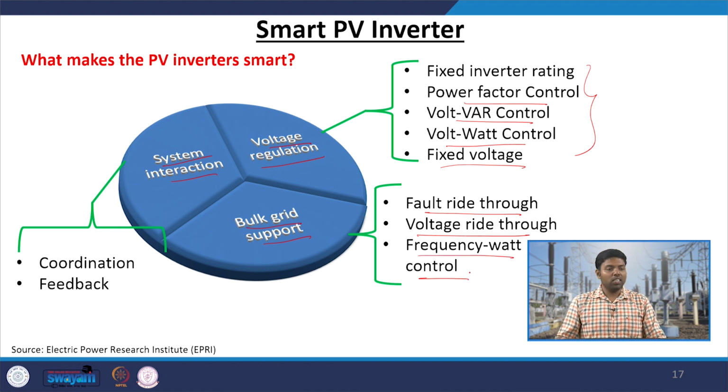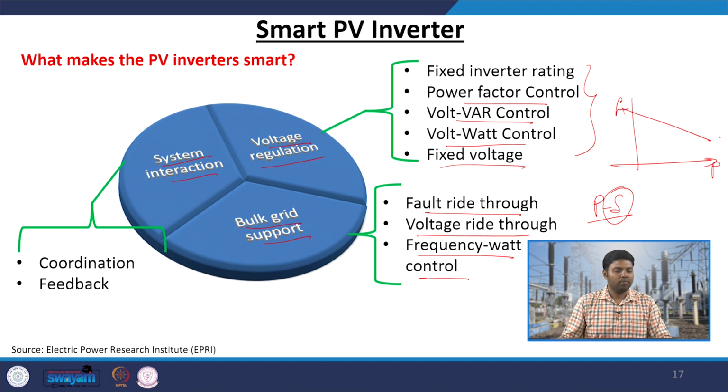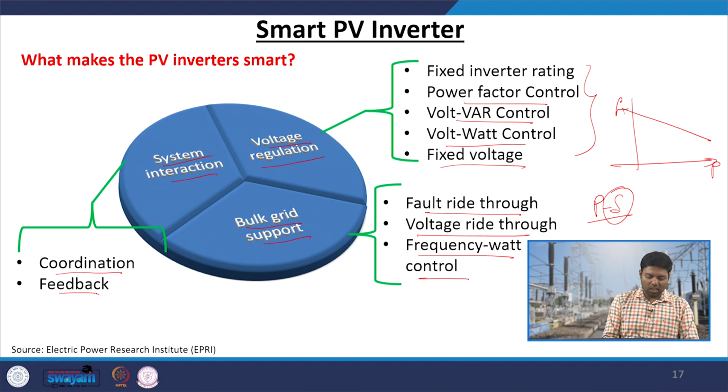Then you have frequency and wattage control, because we know that P depends upon the delta, that is, the frequency of the network, meaning the angle, and that angle will give how much it is operating at which frequency. So, if your frequency is dropping, in your P-F characteristics, if your P is increasing, then your frequency will drop, right. So, with this frequency, what control can we do?